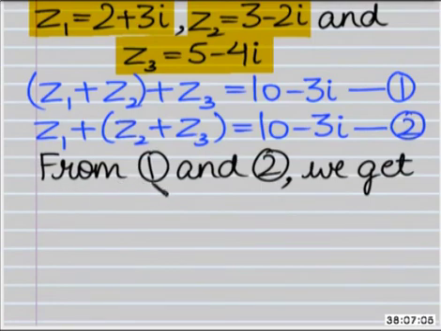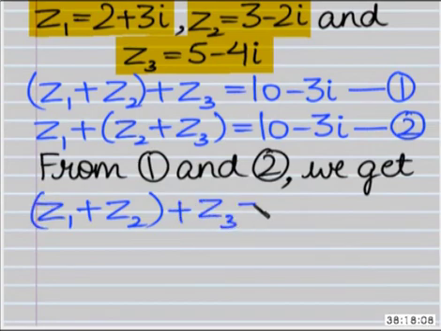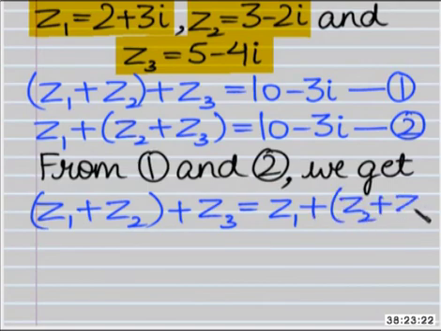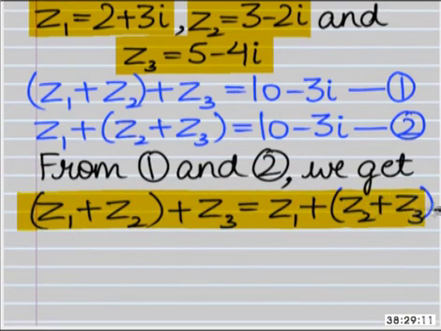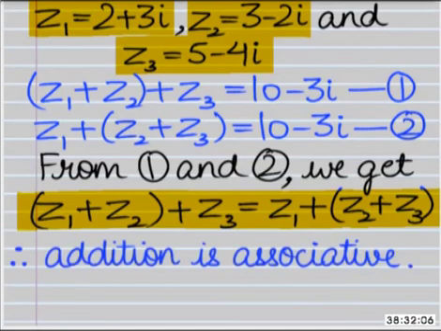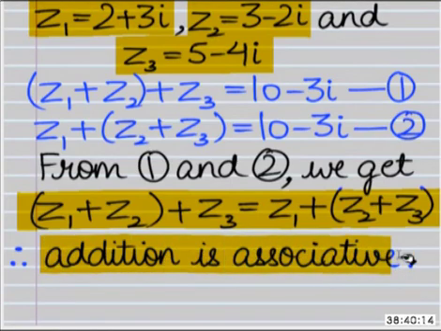So, from equation number 1 and equation number 2, we get Z1 plus Z2 whole added to Z3 is equal to Z1 whole added to Z2 plus Z3. Therefore, addition is associative. So the required result has been proved.